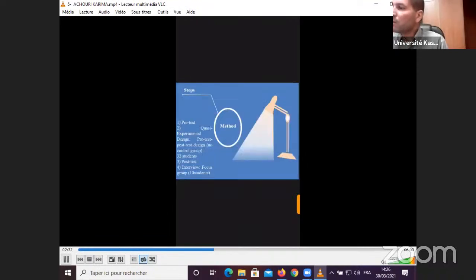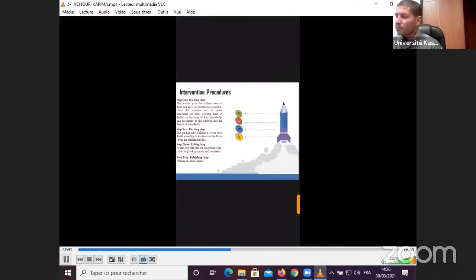To this end, a pre-exposed test design, which was within the principles of quasi-experimental research, was conducted by 32 students enrolled at the same university. After the pre-test, a focus group interview was conducted with 10 students. This slide clearly shows the different procedures that have been followed during the realization of this small-scale study.